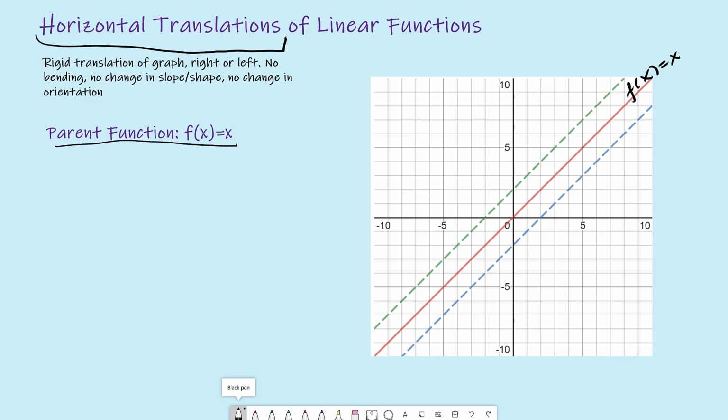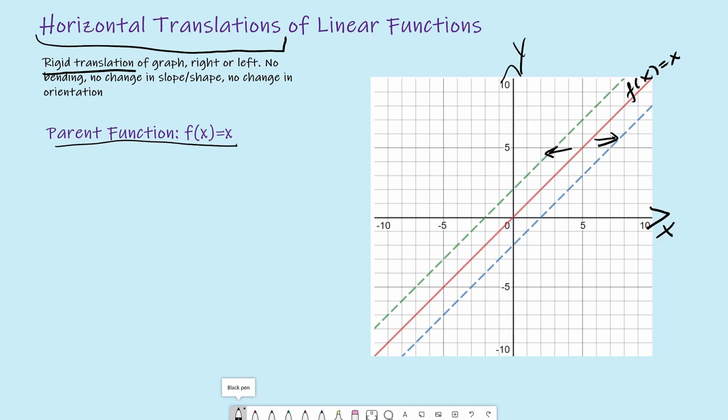What are horizontal translations? Well, they are rigid translations. And what I mean by rigid is there's no bending, there's no change in slope or shape, no change in orientation. We're just moving the entire graph either to the right or to the left, depending on the direction of our horizontal translation. And we do that really by looking at our horizontal variable, which is x.